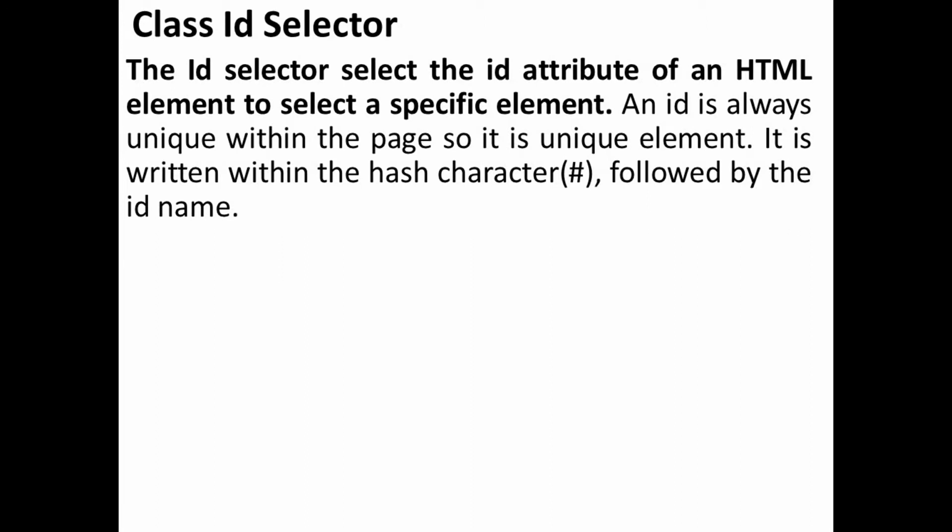An ID is always unique within the web page. Whenever you are writing web code in HTML, every page has some unique elements, like a text box or text area, and we give it an ID, so it is a unique element. It is written with the hash character followed by the ID name. Before going to the class selector, let's start with an example of the ID selector.